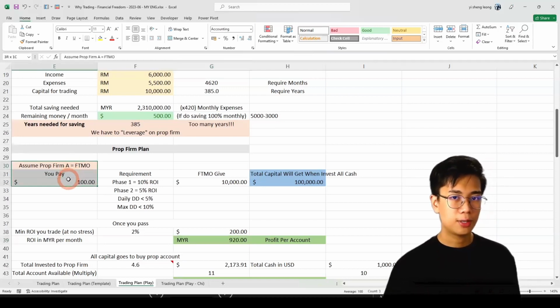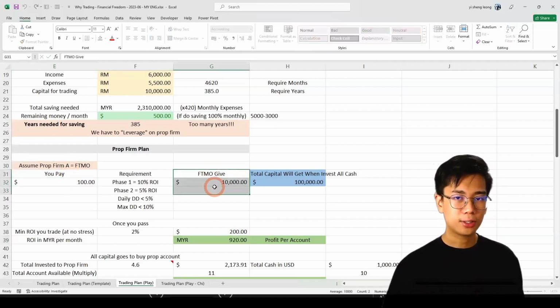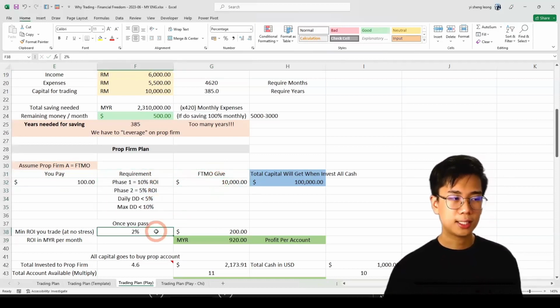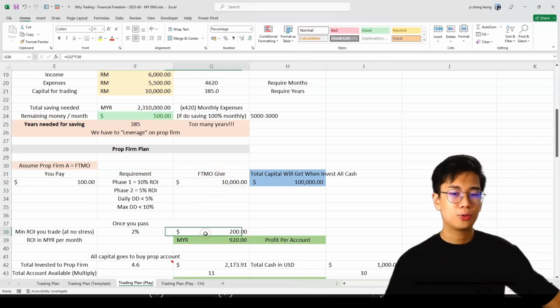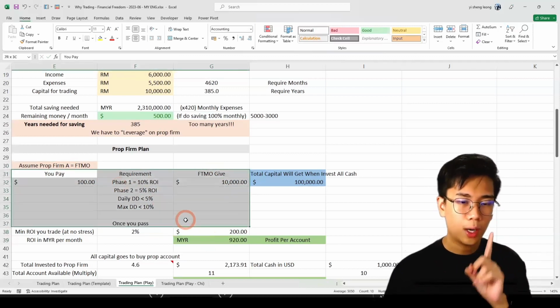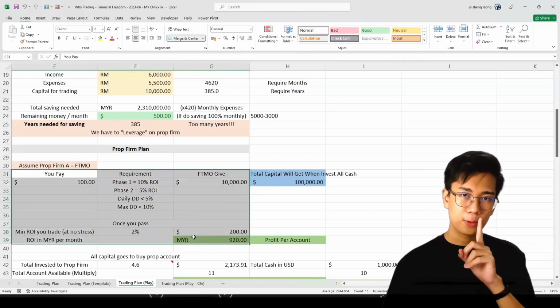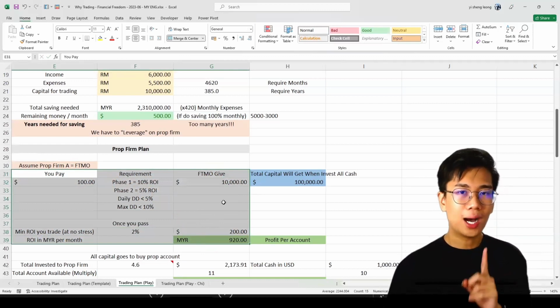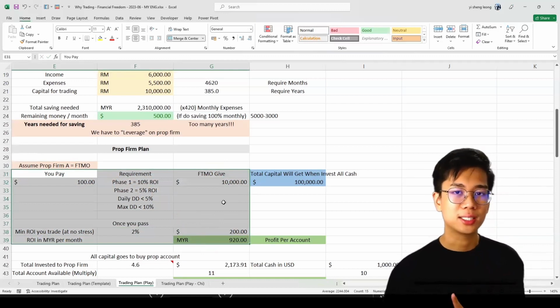A simple summary version. Prop firm, FTMO, your $100. They give you $10,000 under this requirement. After you get this, 2% return, the most no-stress trading, 2% return in ringgit. So this is one single contract. One single contract. But right now, you are using robots to do the trading.